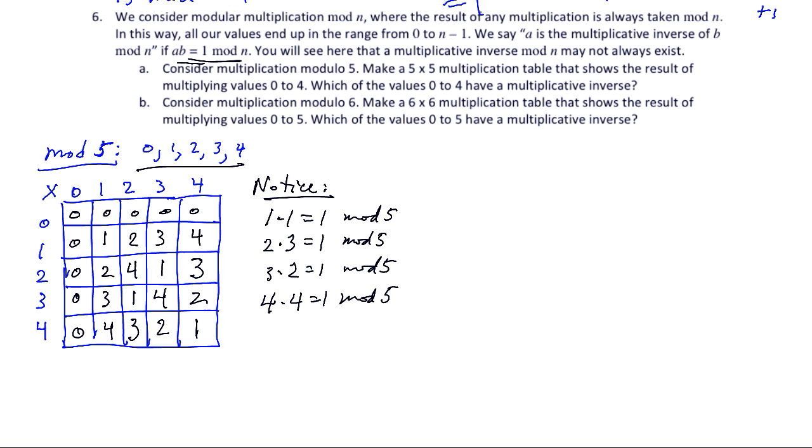In other words, the multiplicative inverse of 2 is 3 mod 5. The multiplicative inverse of 2 is normally 1/2. But in this strange world of mod 5, it's 3. The multiplicative inverse of 3 is 2. So 2 behaves like 1/3, and 4 is its own multiplicative inverse. 4 times 4 is equal to 1.